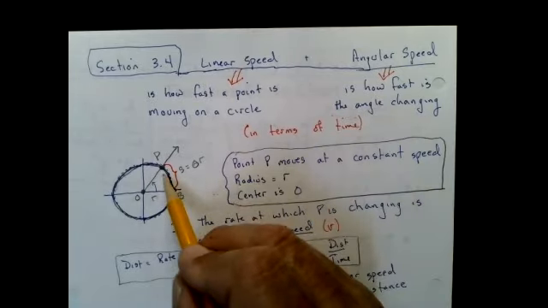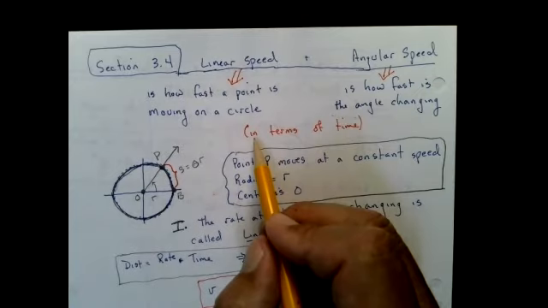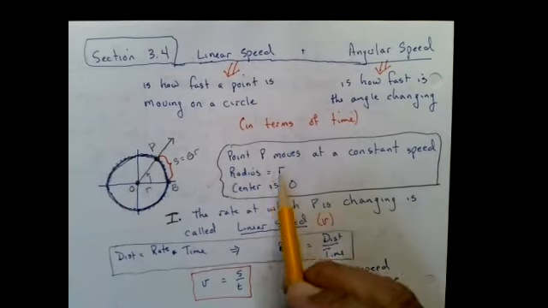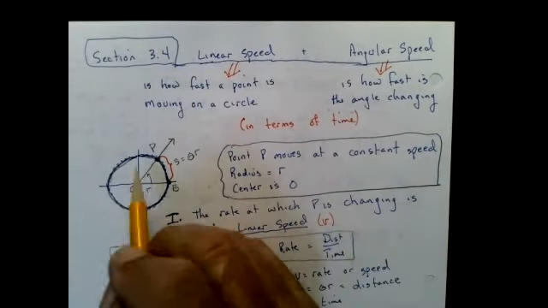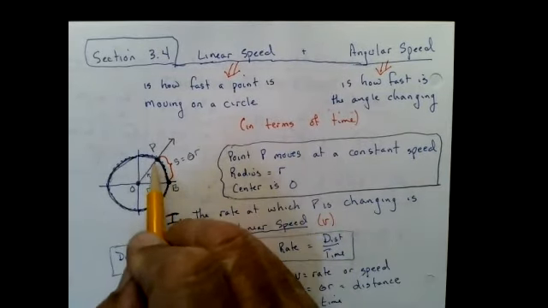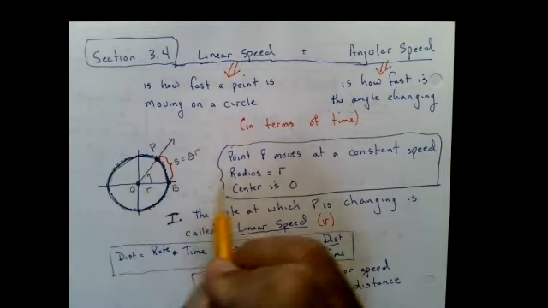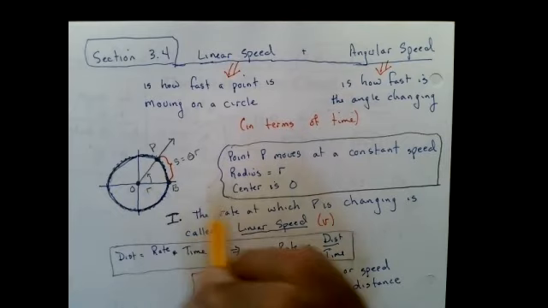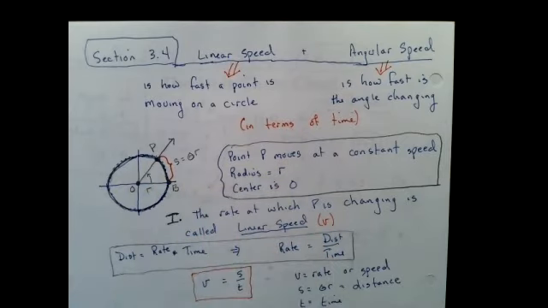The change in distance over time, oh, that's a key word. Change in the angle measure over time. So again, P is a point. It's moving along the circle at a constant speed. R we're familiar with. That's just my radius. O is that center point.